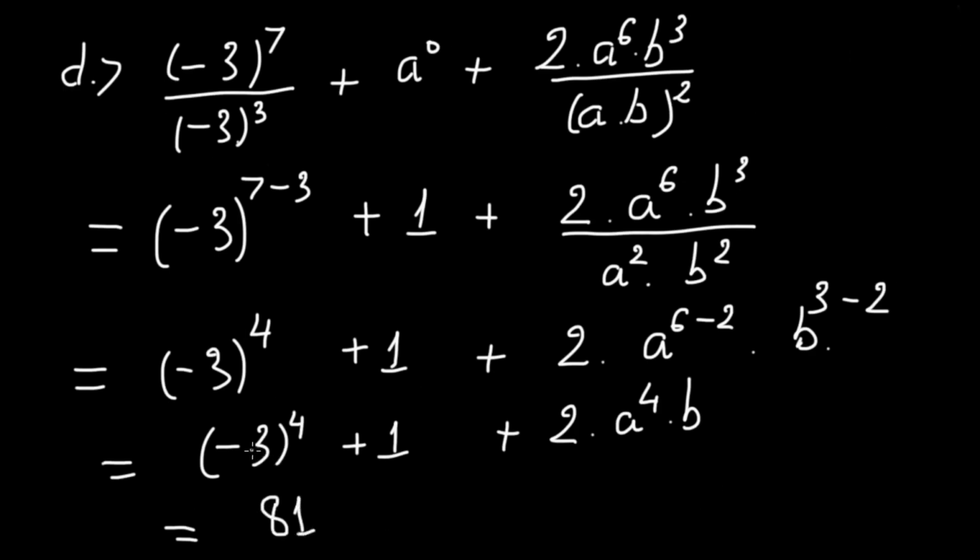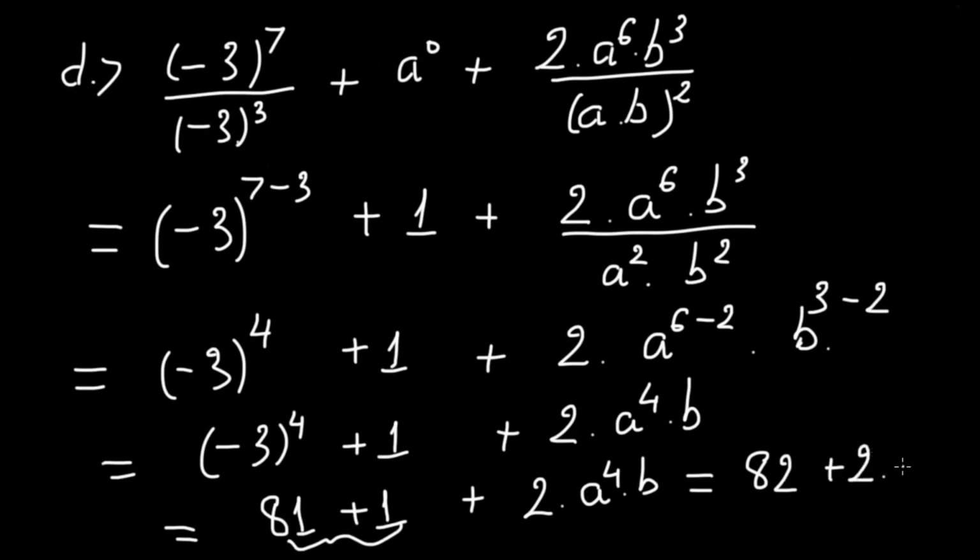Because negative 3 squared is 9 and 9 squared is 81. 81 plus 1 plus 2 times a to the 4th times b equal 82 right here, plus 2 times a to the 4th times b, and this is the final answer for question D.